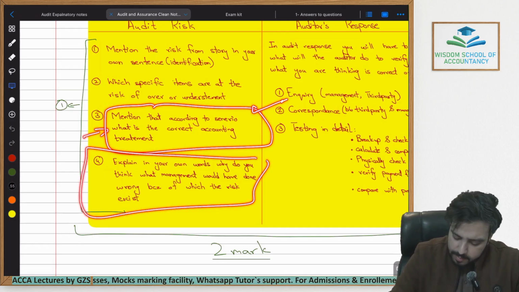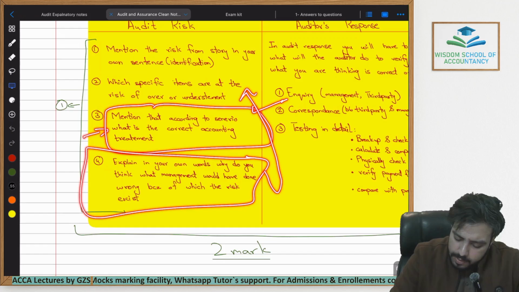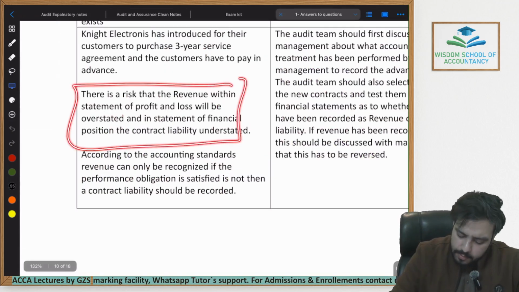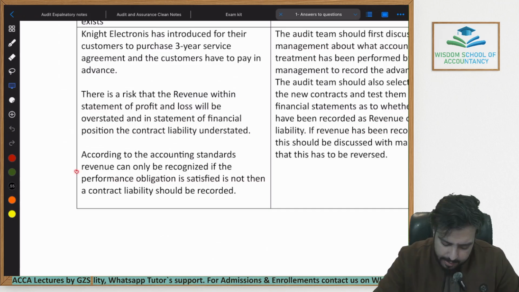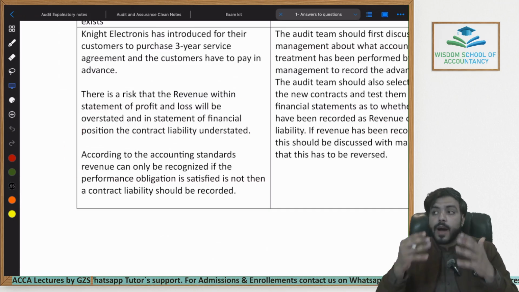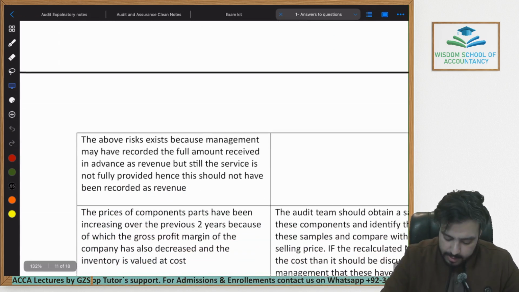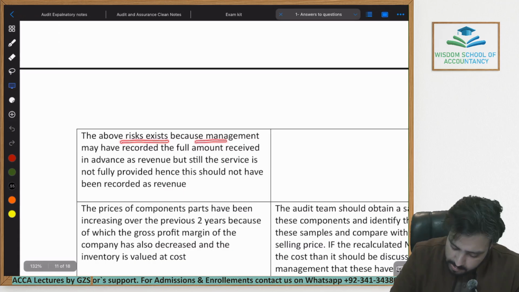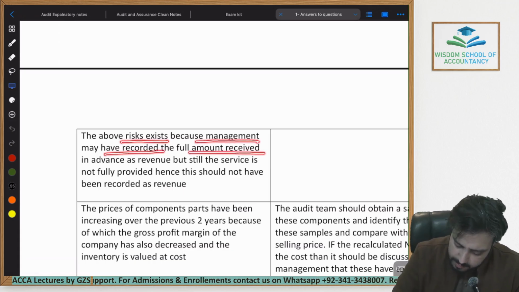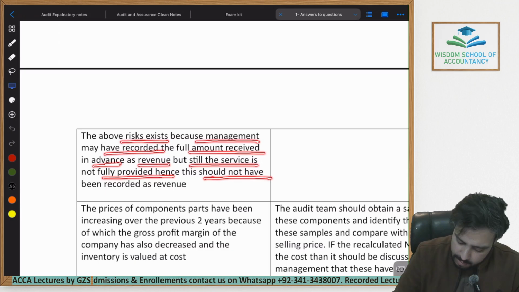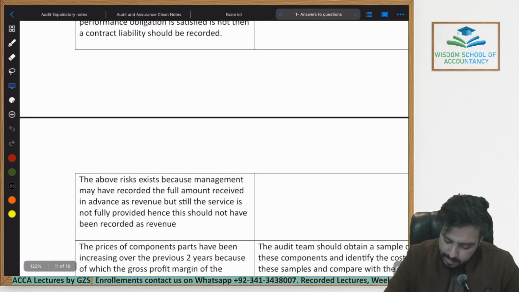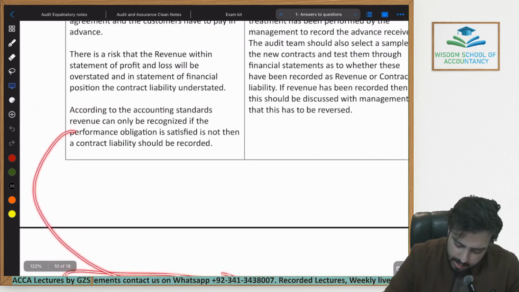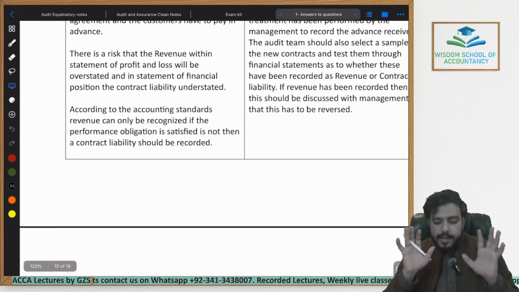Now coming towards paragraph number 4, I have to explain in my own words the risk that I have created, that revenue will be overstated and contract liability will be understated. Why? I have to now link this standard with this risk and explain in my own words why management would have done this. Let's explain it. I have written down: the above risk exists because the management may have recorded the full amount received in advance as revenue, but still the service is not fully provided. Hence, this should not have been recorded as revenue. And the risk is that the management would have done it. So I don't need to write every single thing down. Obviously, I have explained the risk here. So I just need to explain why this risk exists.